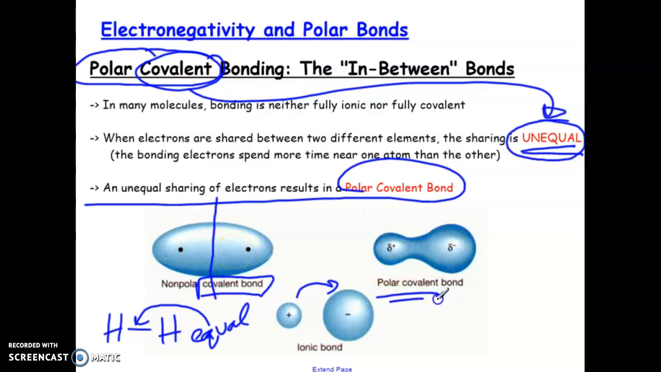Whereas here, in our new polar covalent bond, if you were to cut this in half, you'll notice that the blob on this right side is bigger than the blob on the left. So what that means is the electrons that are being shared here are spending more time with this element than with this element. So really what we're going to look at today is, how do you know that you have this type of bond and not this type of bond? And then, how do we know which side the electrons are going to want to be on more than the other?